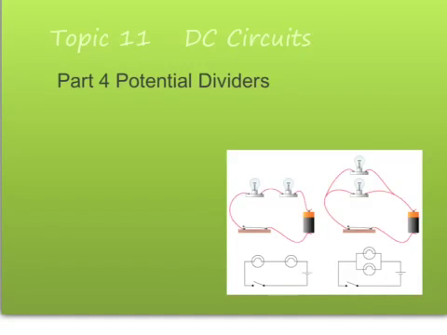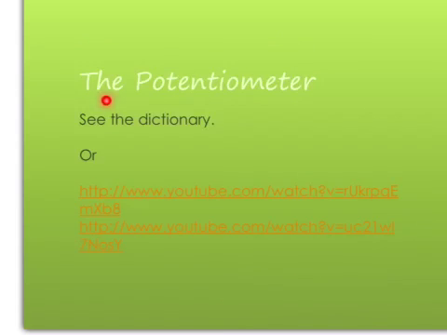Topic 11, DC Circuits, Part 4, Potential Dividers. The potentiometer, which is a type of potential divider. For detail, see the dictionary or watch this YouTube.